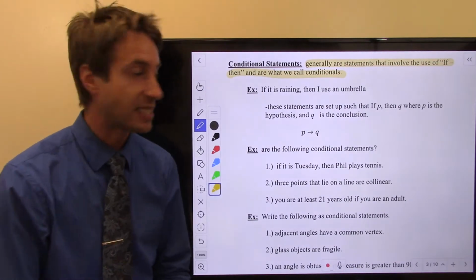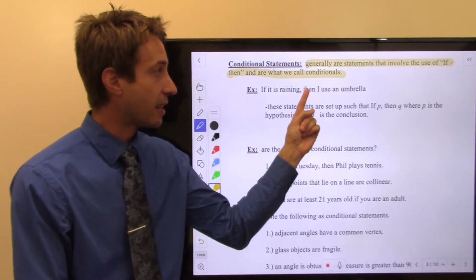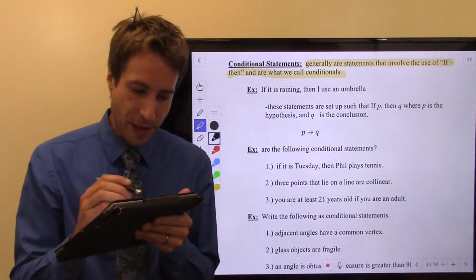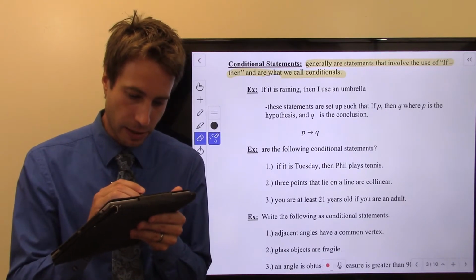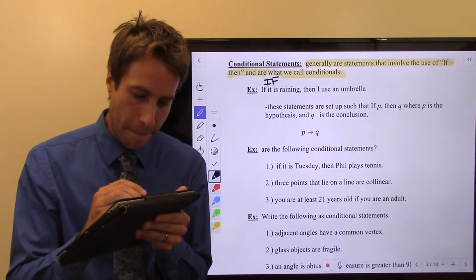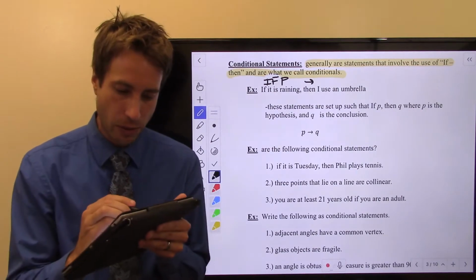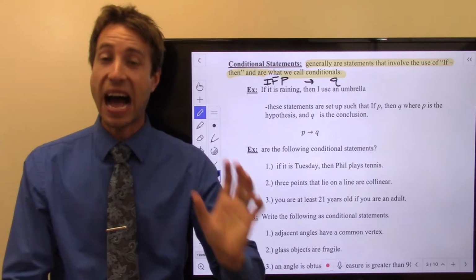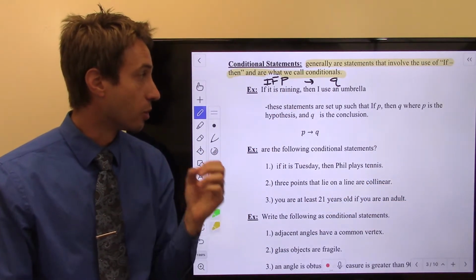I have a perfect example right here. If it is raining, then I will use an umbrella. You have if P, then, with an arrow, Q. So if it's raining, then I will use an umbrella. This is a conditional statement.